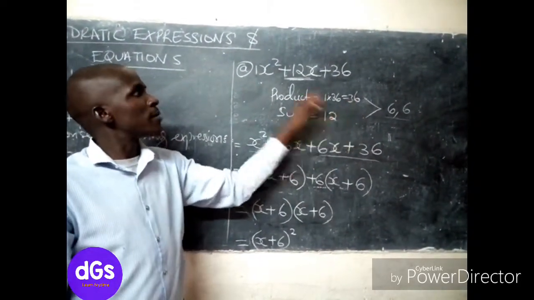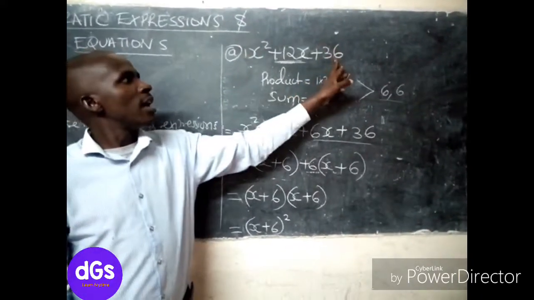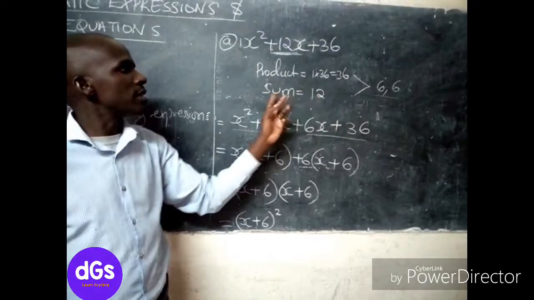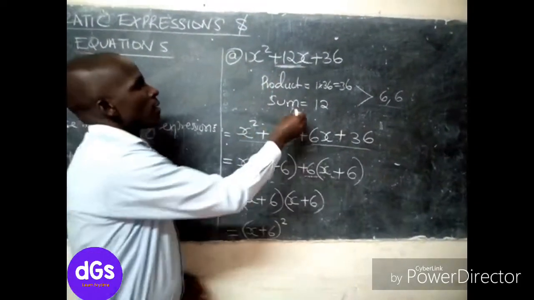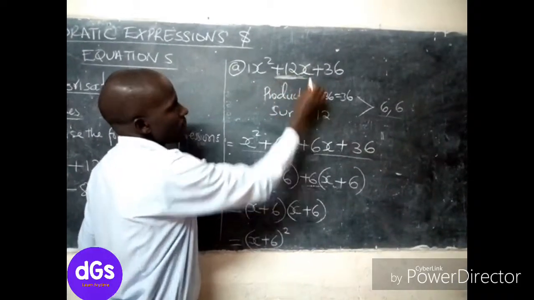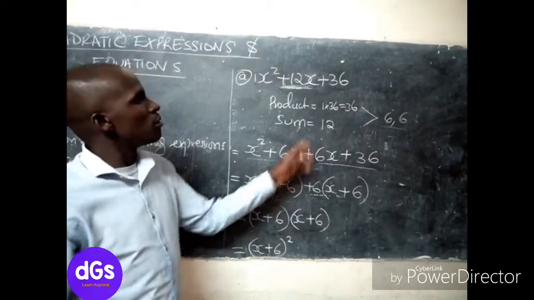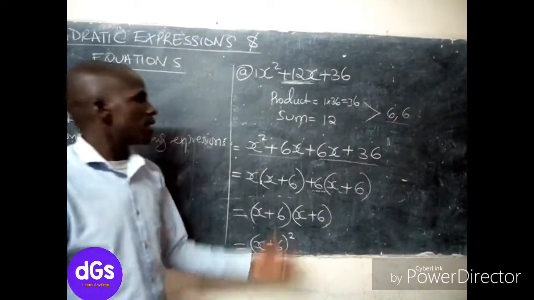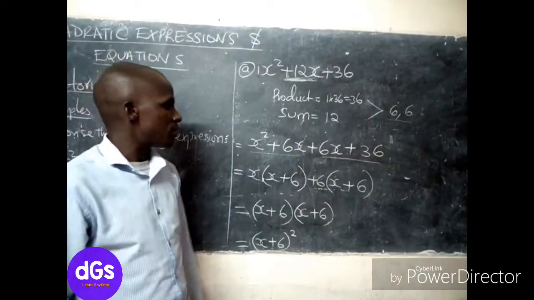How do you come up with 36? This coefficient here and the last value there, 36. The sum of the coefficient, the number that accompanies x here, is 12. So we need two numbers whose sum is 12 and whose product is 36. You get 6 and 6. Then you have positive 6x and positive 6x.